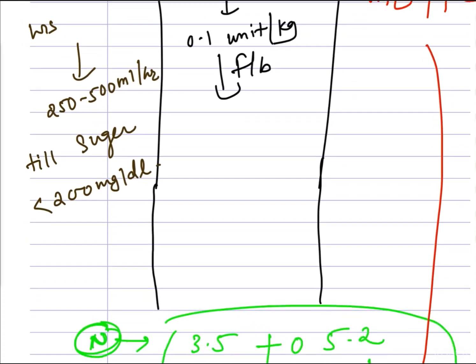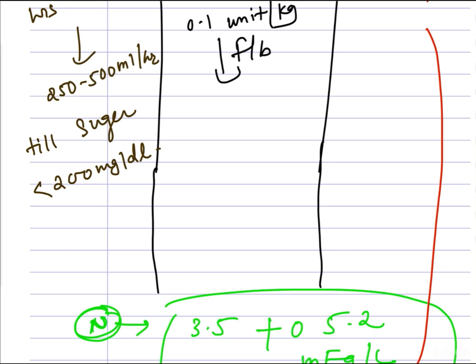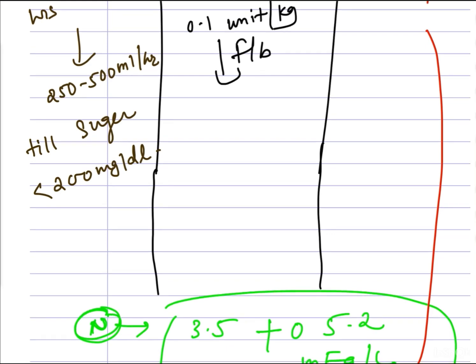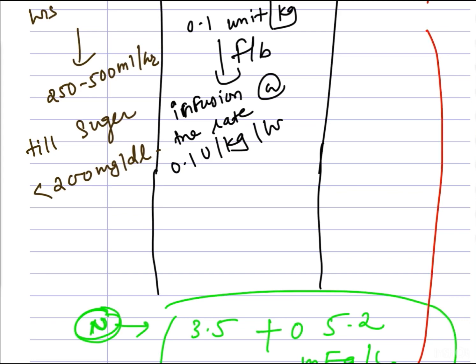IV loading dose, we will give loading dose first. It will be 0.1 unit per kg, followed by we will start infusion. First of all, we will give loading dose 0.1 unit per kg, and then we will start infusion at the rate of 0.1 unit per kg per hour.